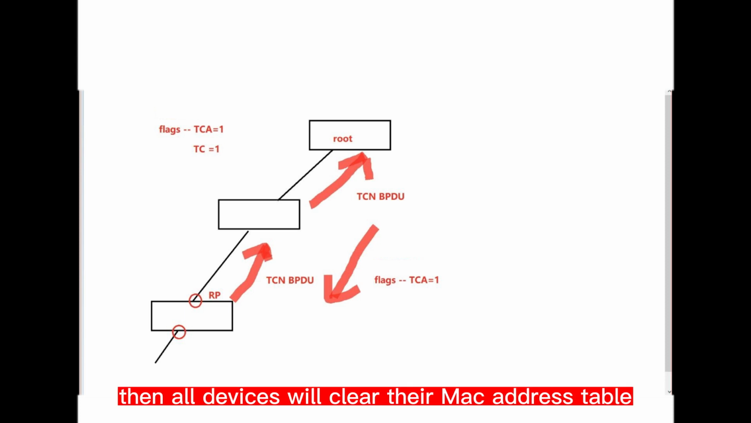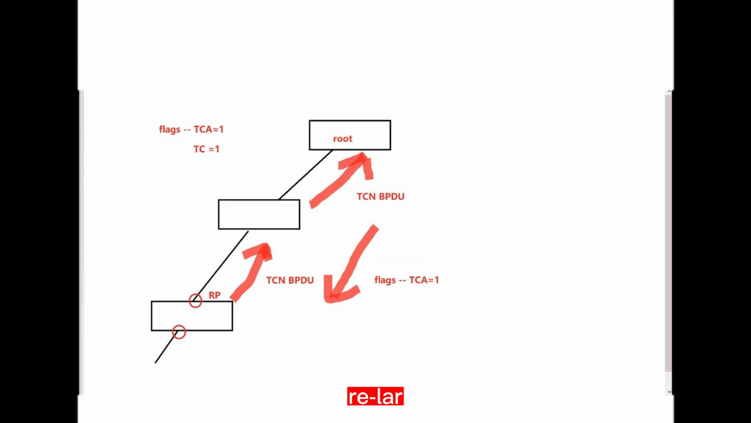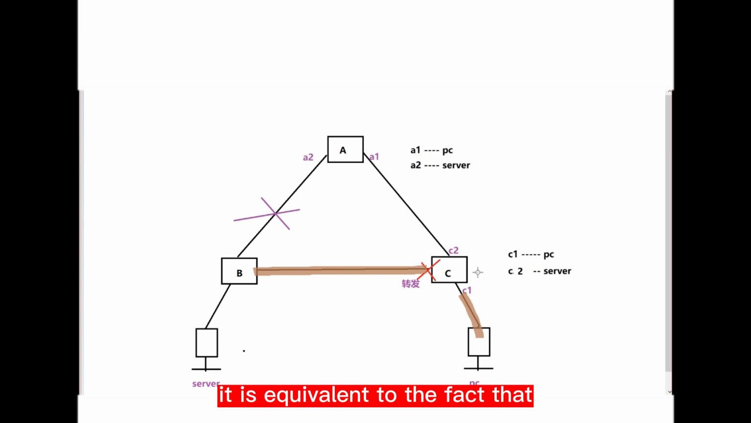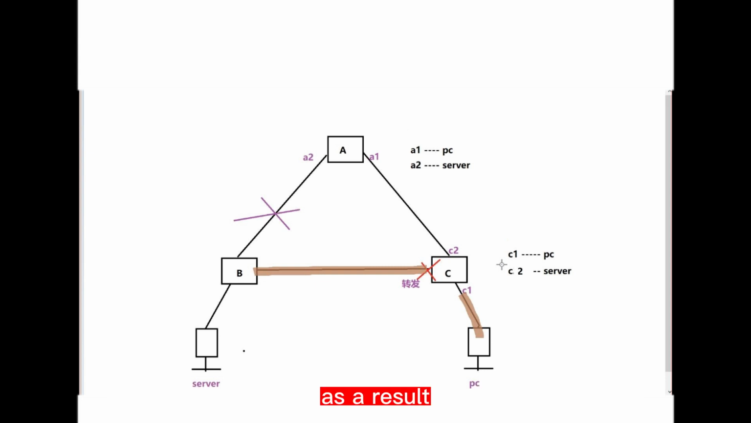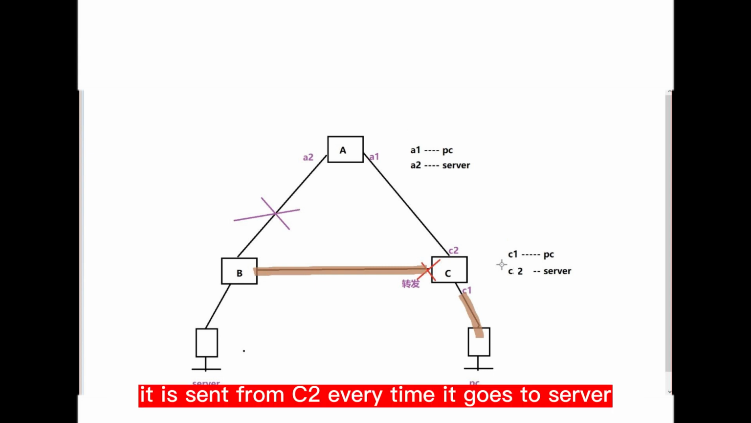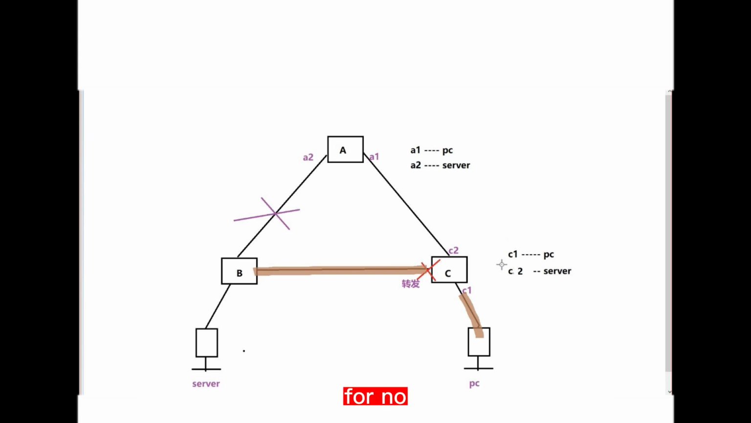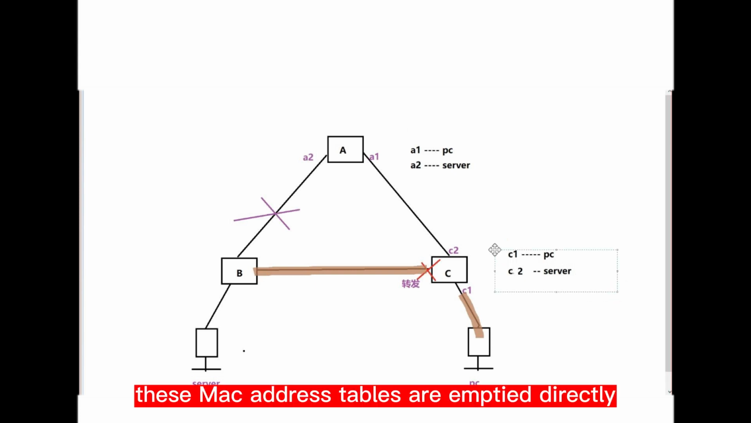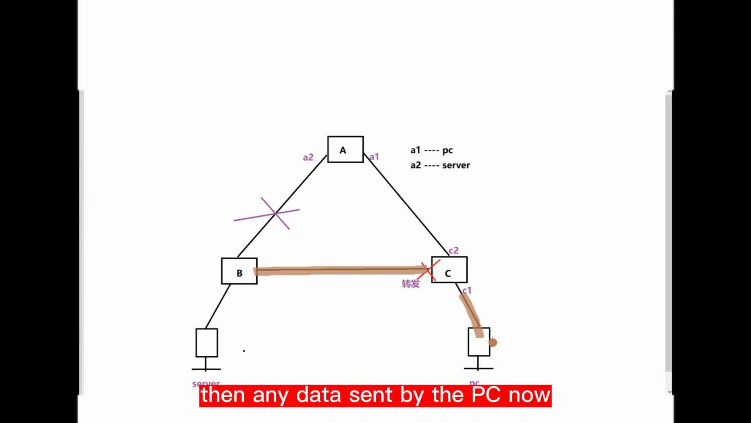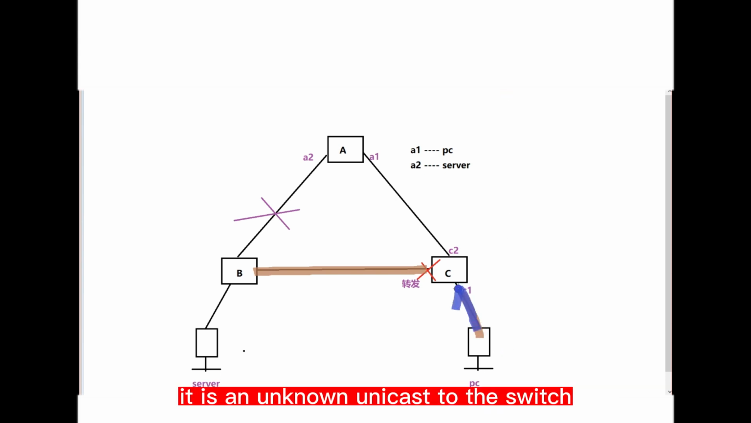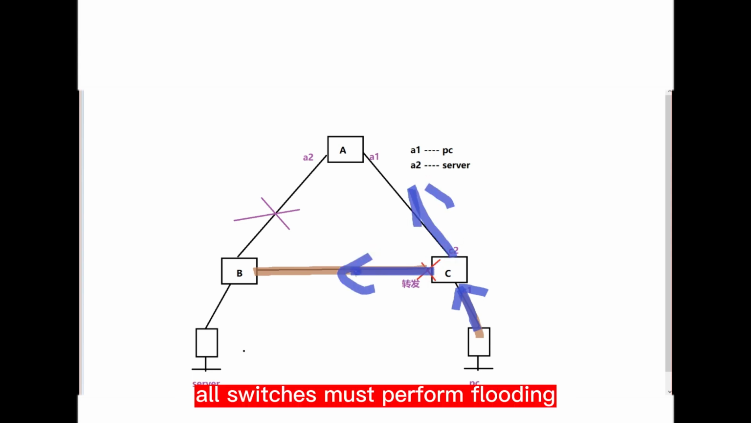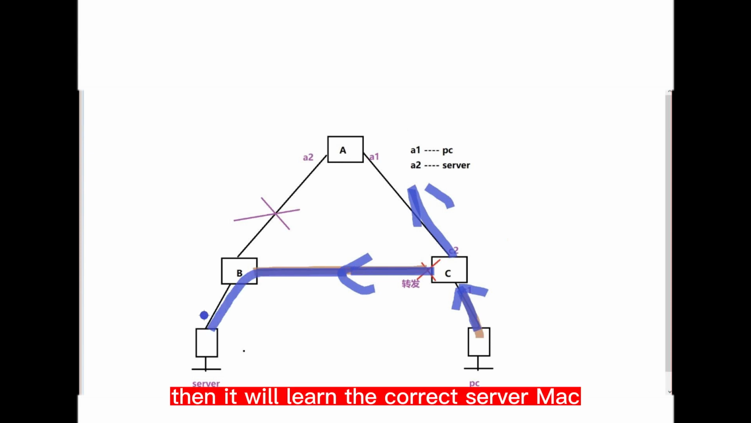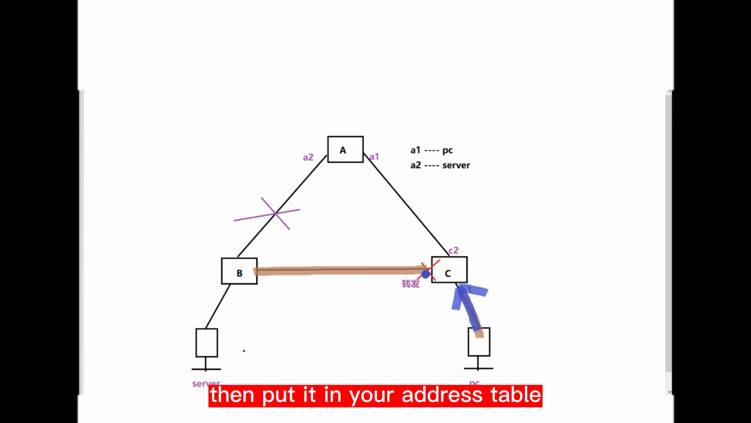Then all devices will clear their MAC address table and relearn. It is equivalent to the fact that there is a server corresponding to C2 in the device. As a result, it is sent from C2 every time it goes to the server. For now, these MAC address tables are emptied directly. Then any data sent by the PC now is an unknown unicast to the switch. All switches must perform flooding. As long as the switch performs flooding, it will learn the correct server MAC and put it in its address table.